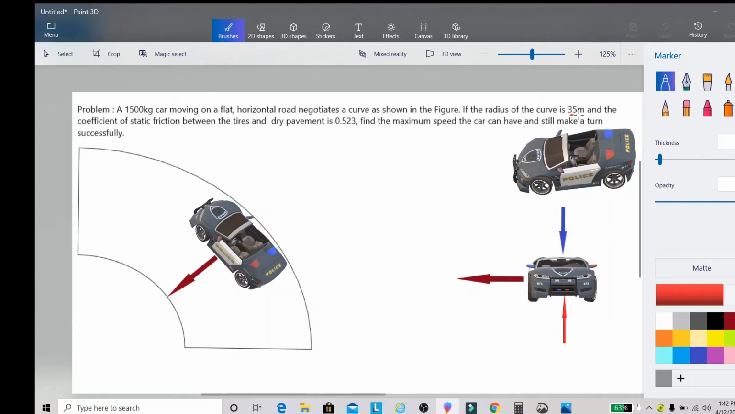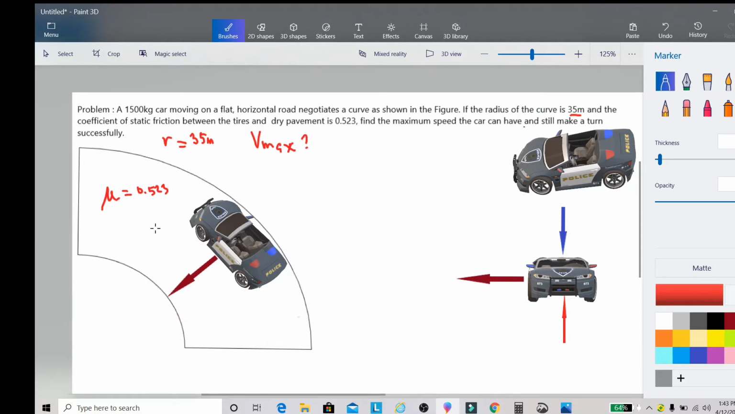Let us try to illustrate the given. We are given the radius, which is equal to 35 meters, and the static friction coefficient, which is 0.523. We are asked to find the maximum speed, v max. So what are the key conceptualizations of this problem?